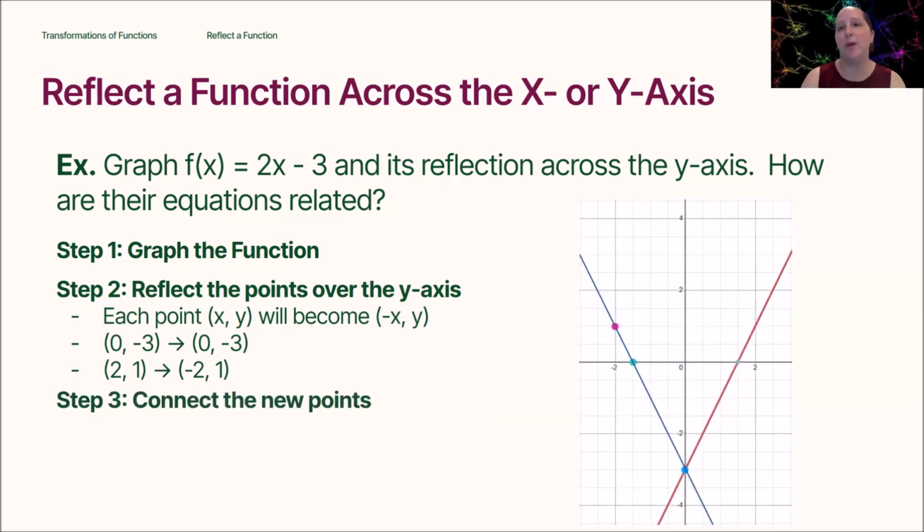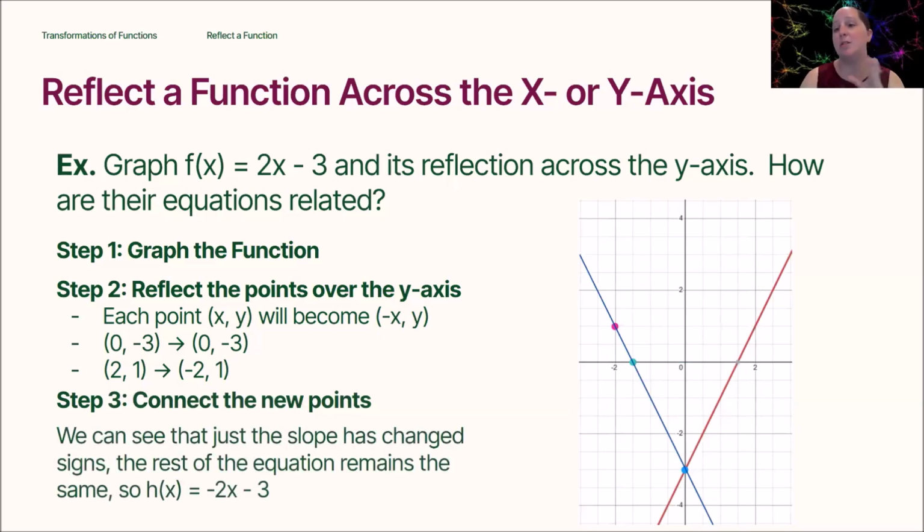So I connect those new points. And we can see that just the slope changed. The y-intercept does not change in this case, but the slope changes. So I went from positive 2x to negative 2x.